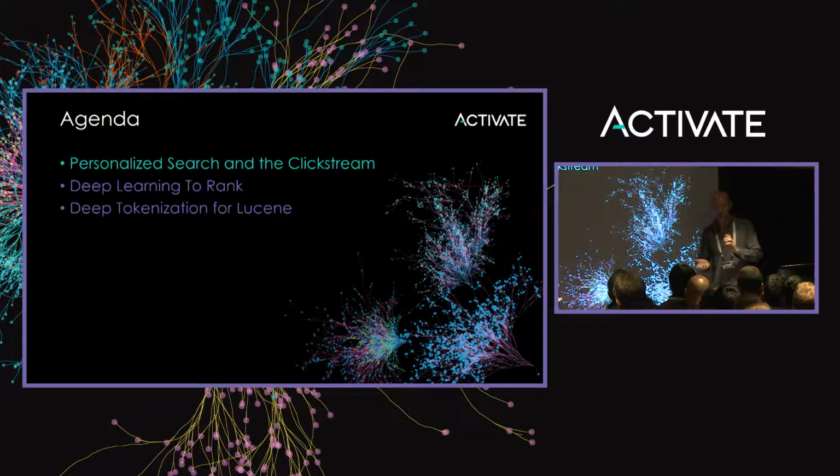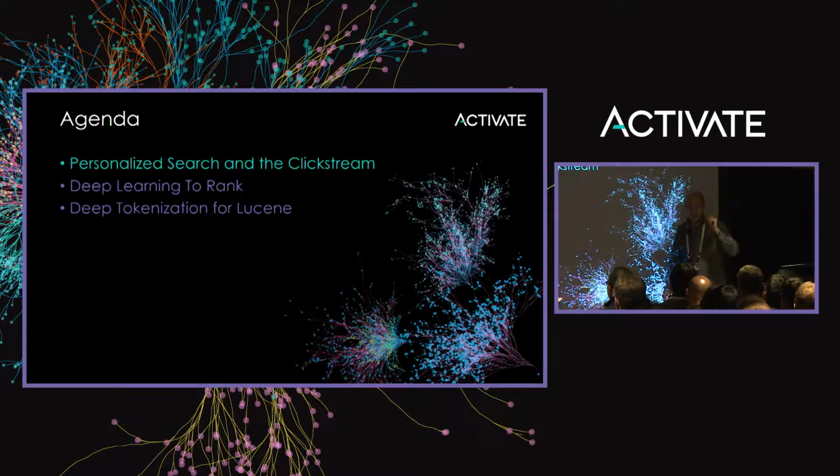What we're going to talk about is 3 different things. The first part is really just going to review the notion of personalized search and clickstream modeling for relevance improvement. And then we're going to jump into deep learning to rank. So, a nice way to squeeze together deep learning and learning to rank into one thing.